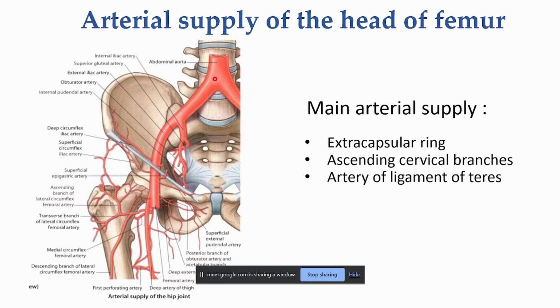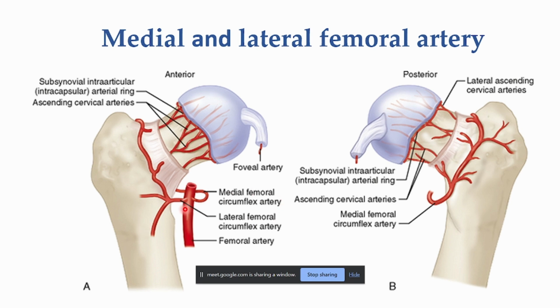So first, we see the abdominal aorta divides into left and right common iliac arteries. These arteries further divide into external and internal iliac. The external iliac continues as the femoral artery. The femoral artery gives a branch, which is the profunda femoris artery. The profunda femoris artery near its origin gives two branches, which are the medial and lateral circumflex femoral arteries.